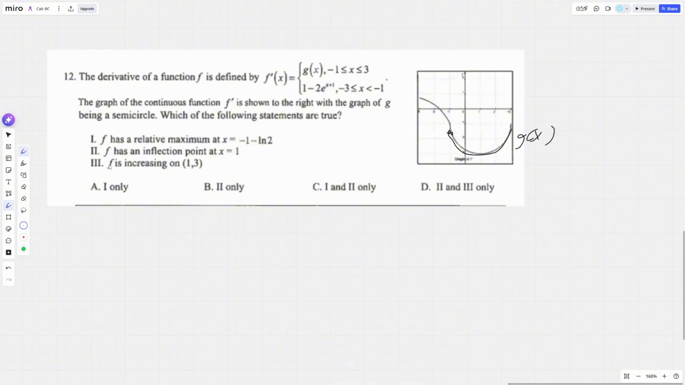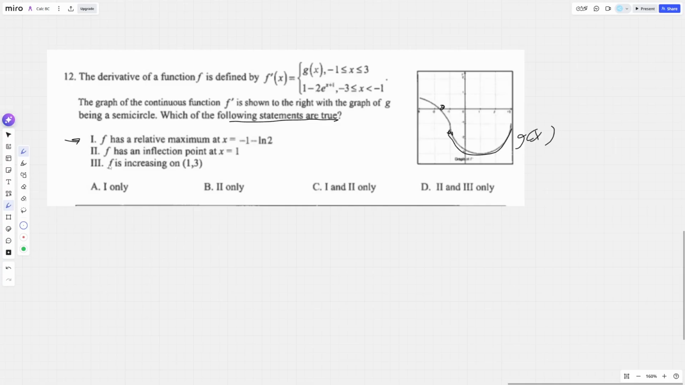and it is equal to 1 minus 2 e to the power of x plus 1 when x is greater than or equal to negative 3 and less than negative 1. So this is the second piecewise component of it. So now, based on the graph, which of the following statements are true? Let's see. 1 says that f has a relative maximum at x equals negative 1 minus natural log of 2.